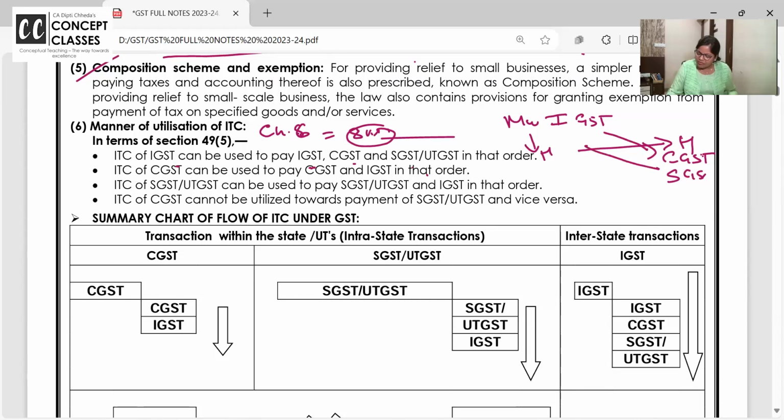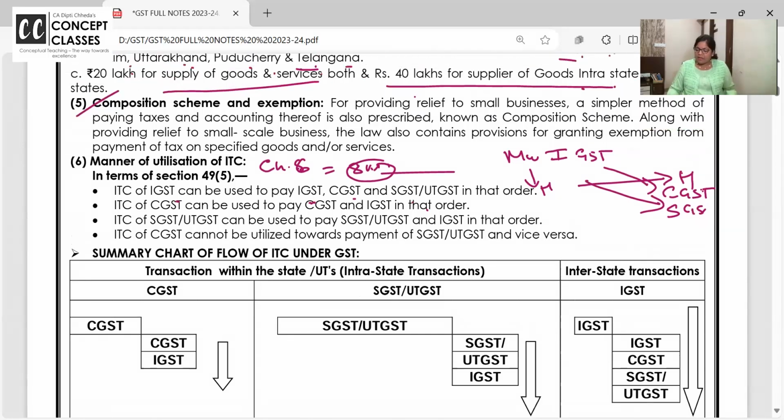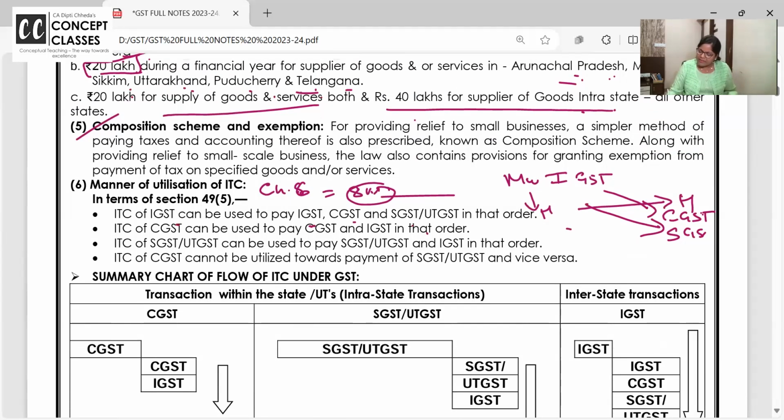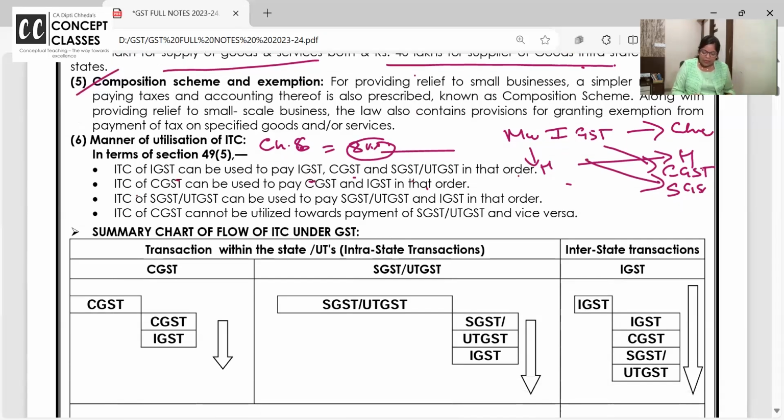So can I set off like this also? Yes. But if I'm buying from Mumbai, I'm selling in Hyderabad also, I'm selling in Chennai also. So first input IGST, output IGST. ये set off होगा, right? And then CGST and SGST. Same way. Input tax credit of CGST can first be set off in output CGST and then IGST.